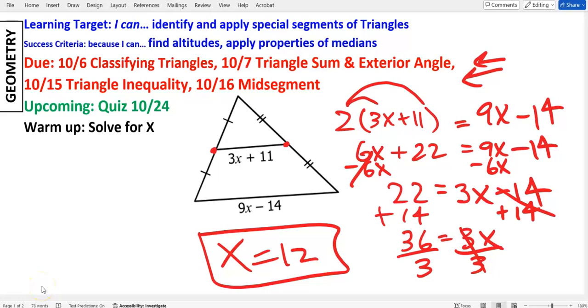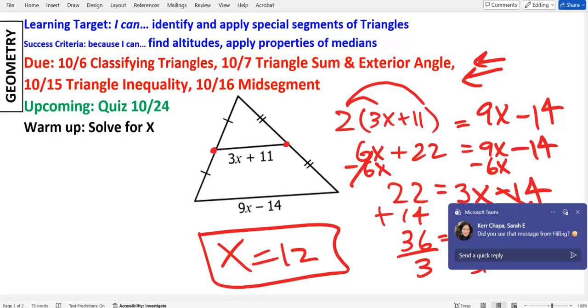This was the warm up. We multiplied the mid segment times 2. This is the mid segment times 2 equals this one. And we distributed the 2, got rid of the smaller x, got rid of the loner, divided, x is 12. That's it.